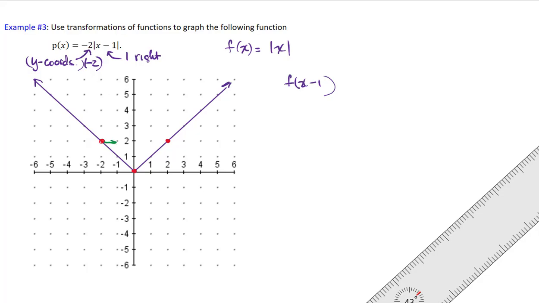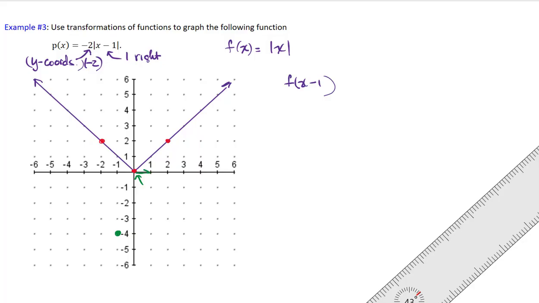1 unit to the right, and now take the y value there, times it by -2. The y value is a +2, times it by -2 is going to give us a -4. So x stays at -1, but y is now at -4. So that red dot there is transformed to the new location of -1 followed by -4. We're going to do the same now with our next point.